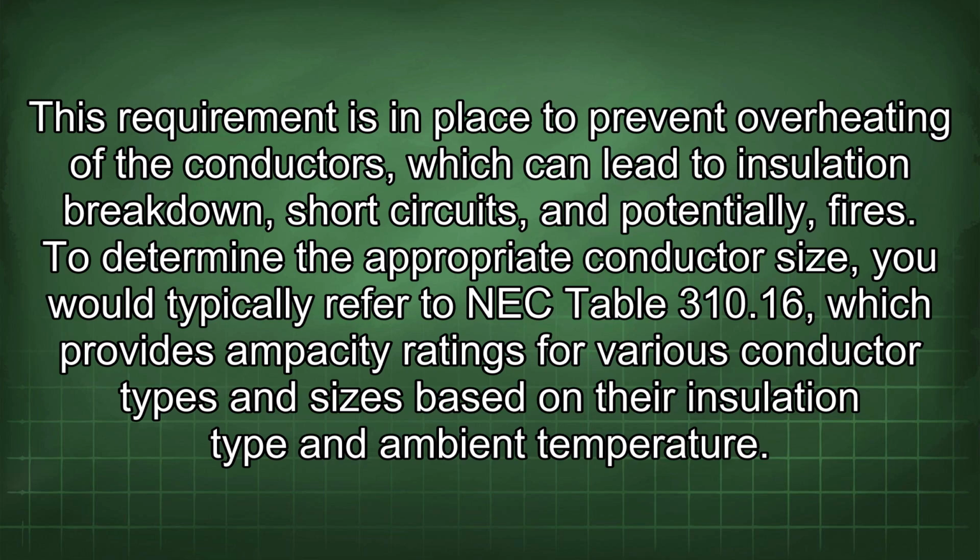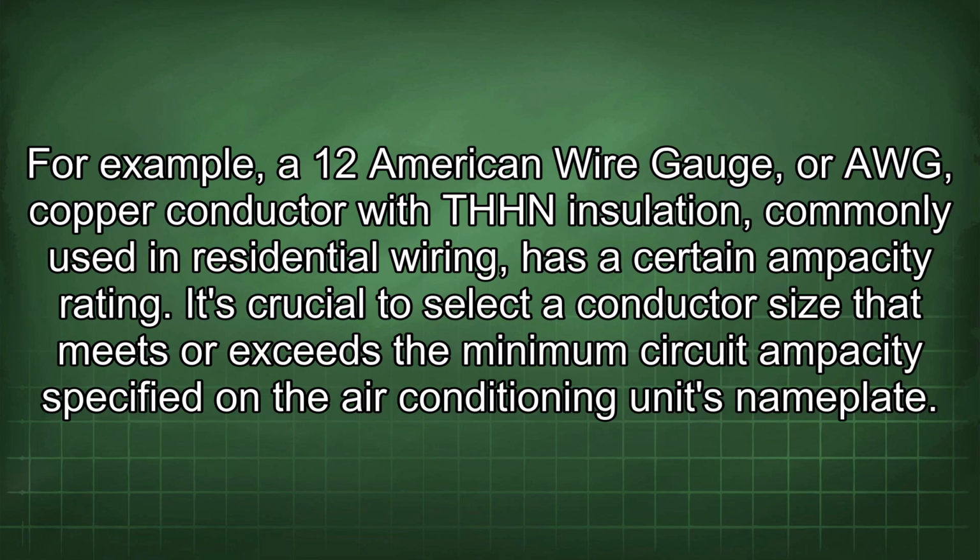potentially fires. To determine the appropriate conductor size, you would typically refer to NEC Table 310.16, which provides ampacity ratings for various conductor types and sizes based on their insulation type and ambient temperature. For example, a 12 American Wire Gauge, or AWG, copper conductor with THHN insulation, commonly used in residential wiring, has a certain ampacity rating. It's crucial to select the conductor size that meets or exceeds the minimum circuit ampacity specified on the air conditioning unit's nameplate.